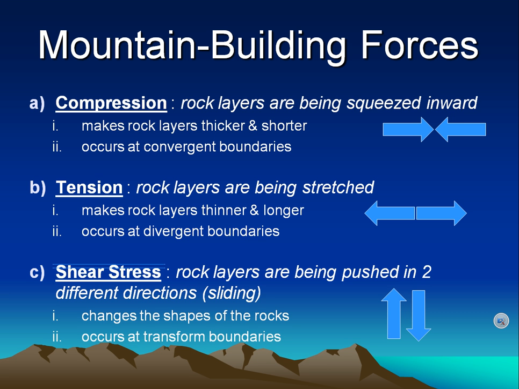And finally, we have shear stress. This is where rock layers are being pushed in two different directions, sliding, moving the way that scissors move, against each other but not crashing towards or pulling apart. Changes the shape of the rocks and often forms at transform boundaries.